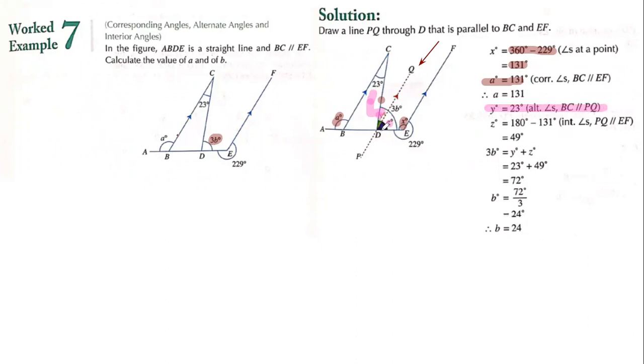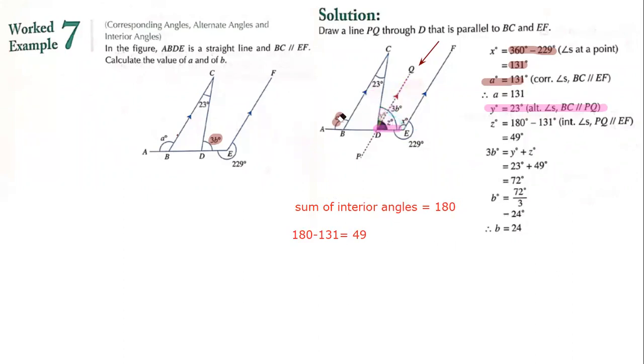And also, to find this z, these two are also parallel lines, and these angles z and x are interior angles, and we know that the sum of interior angles must be equal to 180 degrees. So what we would do is subtract 180 minus x, or A, which is 131, and this gives us the answer 49. So that's the value for z.